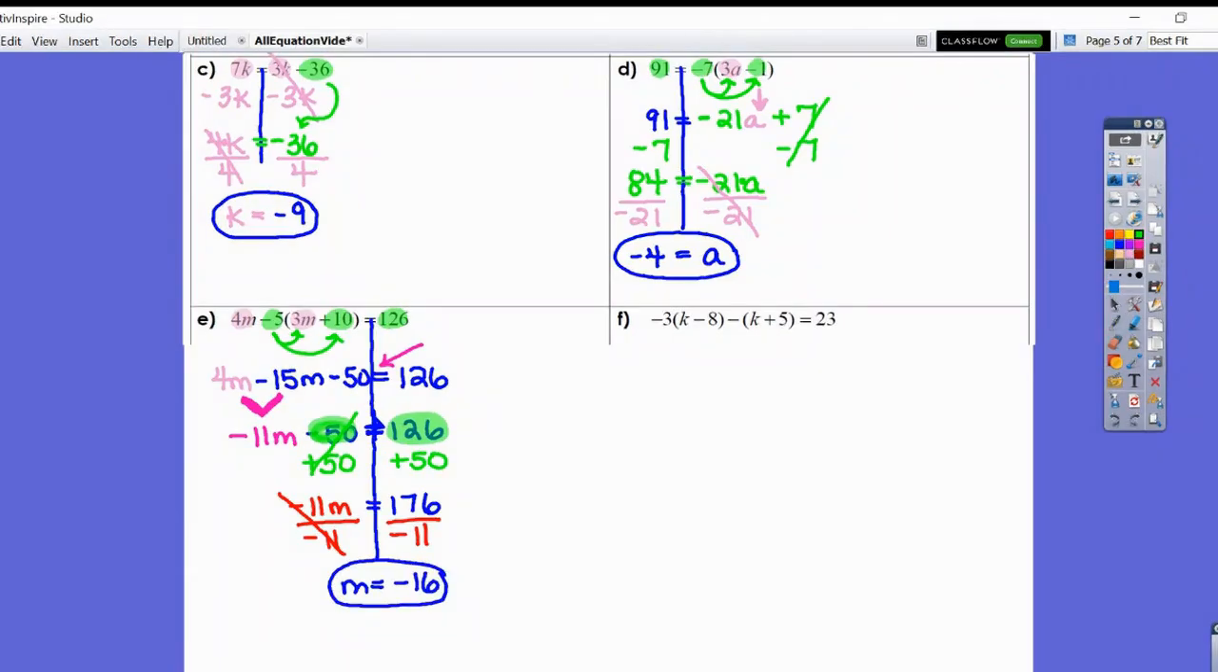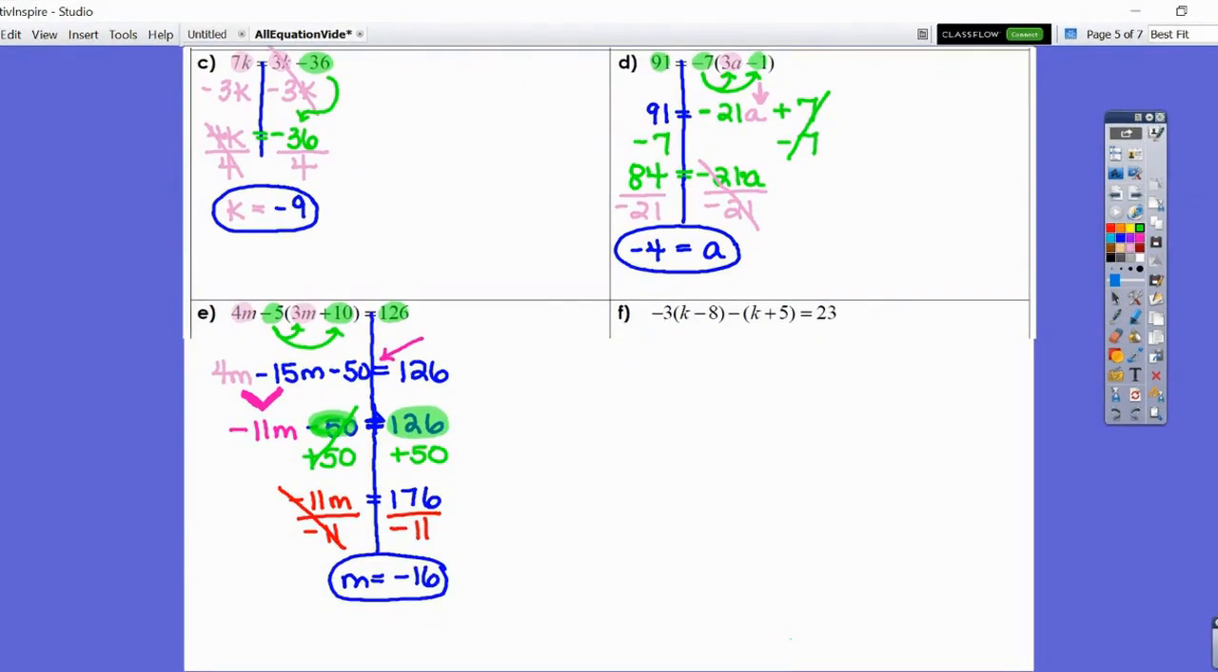For the last example, example F, I have two sets of parentheses. So I'll want to distribute the negative 3 to both terms in the parentheses. I'll also want to distribute what is in front of my second parentheses, which is a negative 1. Anytime you have a negative in front of the parentheses, it's really a negative 1. I'll have to distribute to both k and a positive 5. So we'll go ahead and do those distributions first.